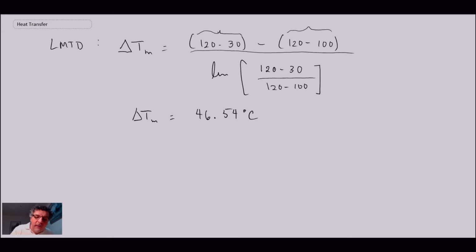Okay, so we're almost there. We have Q is UAF delta Tm. And what we have thus far, we've determined that. U was known. We're looking for area. We just solved for that. We still need to get this F factor, and that is the correction factor for the fact that this is not a double pipe heat exchanger. It's a shell and tube heat exchanger.